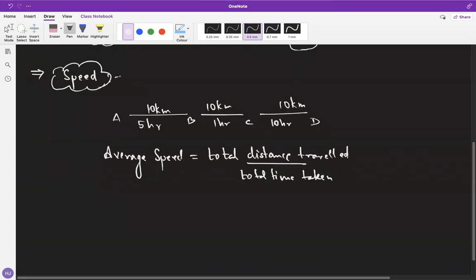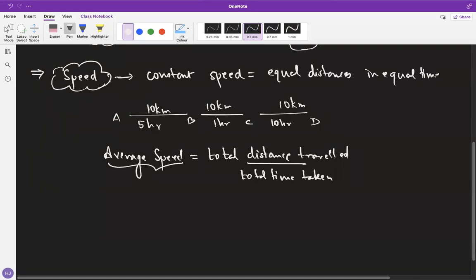When we are referring to speed in our context, we are going to be referring to speed in two ways. One is the average speed. And when we say the speed is constant, what does it mean? That an object is traveling equal distances in equal time intervals. We're going to be referring to only two speeds primarily, nothing more than this. Constant speed, which is equal distances in equal time intervals, and average speed, which is total distance traveled upon the total time taken.